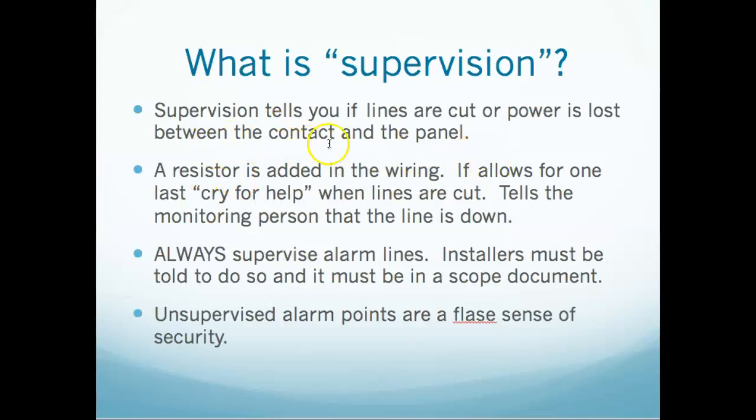What you do is on those wires, you put a resistor on one of those wires. And it's added in, and it basically allows the system to give you one last cry for help. If I cut the wires and I have a supervised system, it's going to send in a signal that says, my line has been cut. It can't tell you anything more after that because the line has been cut. But it holds the information.